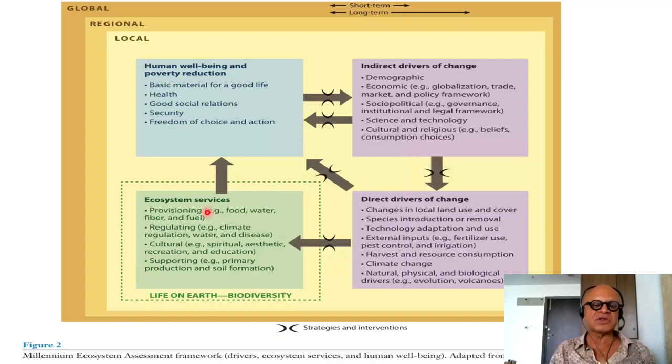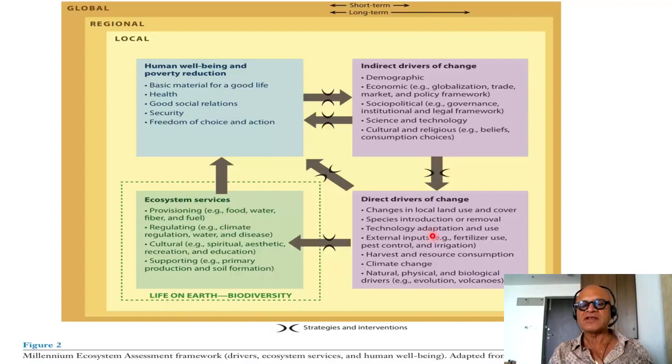Ecosystem services is a terminology that's used. It depends on life on Earth and biodiversity. All intuitive concepts, and yet it's not always easy to pay for the ecosystem services, which include things like provisioning, regulating, cultural, and supporting.